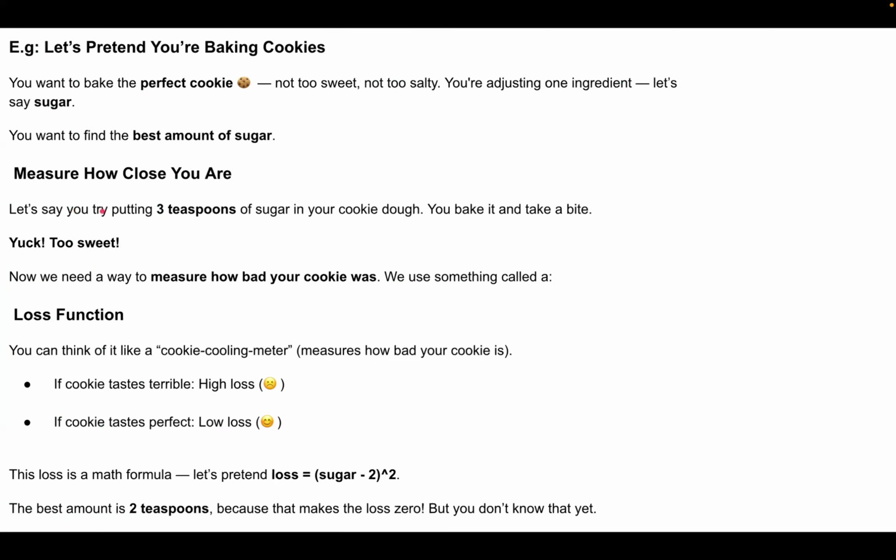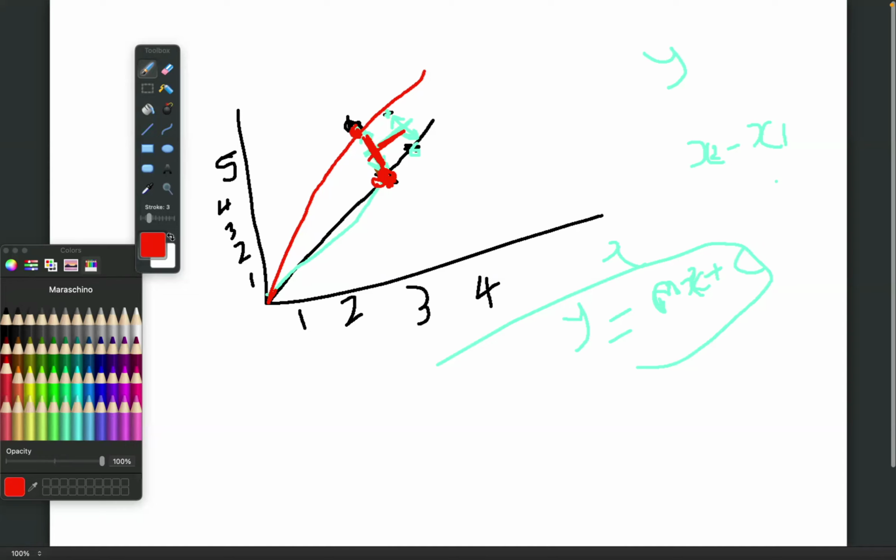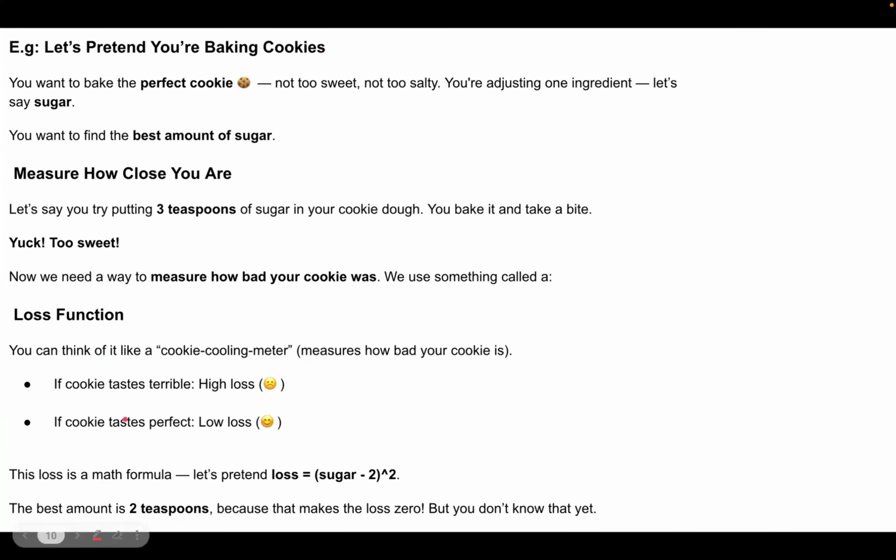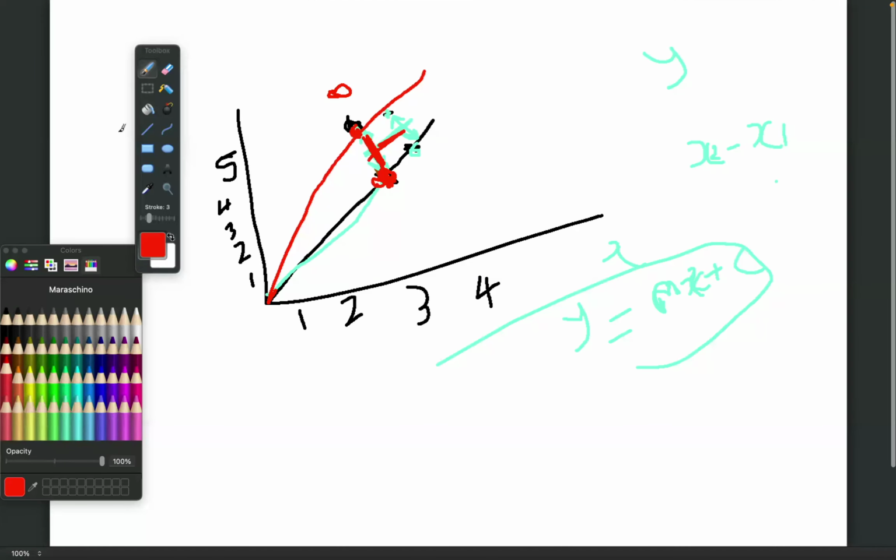So let's say you try putting two teaspoons of that sugar. That thing is called the loss function. You can think of it like a cookie cooling meter, right? It measures how bad the cookie is. If the cookie tastes terrible, that's a high loss. That means the error was too much. So I can even put it somewhere around here. If the cookie tastes perfect, that means it's a low loss. That means I'm literally close to the value I'm meant to have.